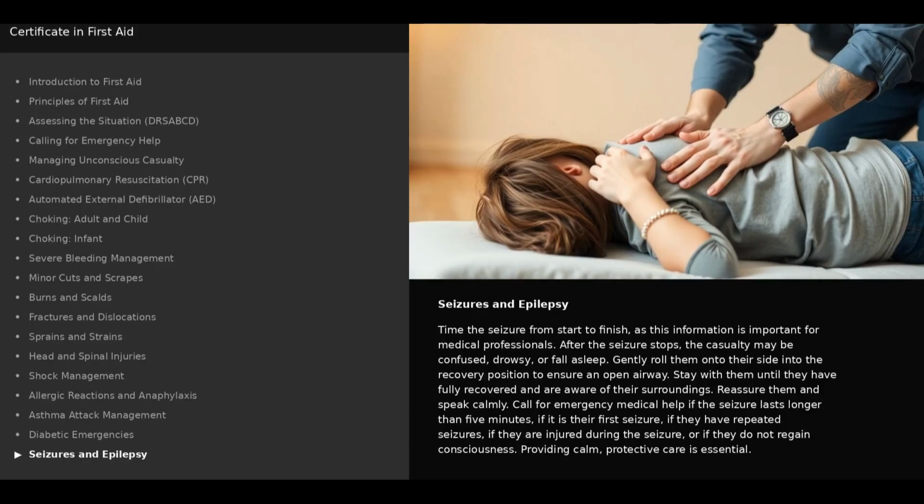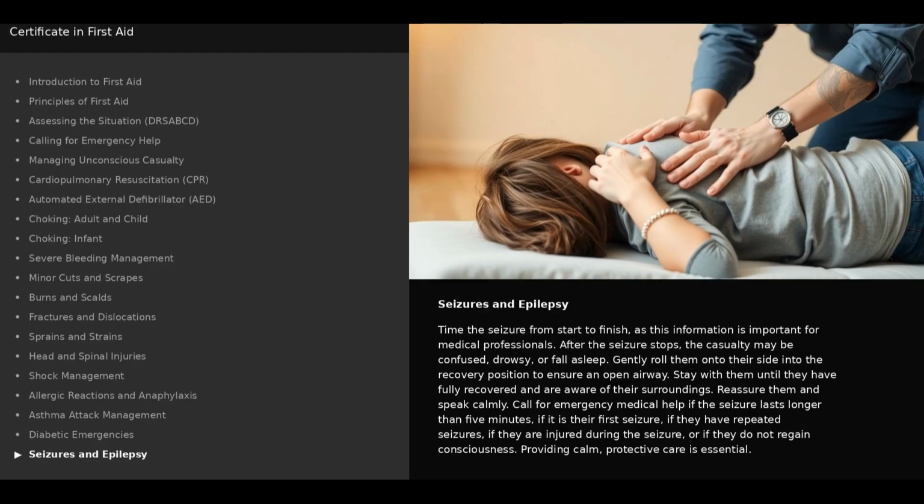After the seizure stops, the casualty may be confused, drowsy, or fall asleep. Gently roll them onto their side into the recovery position to ensure an open airway. Stay with them until they have fully recovered and are aware of their surroundings. Reassure them and speak calmly.